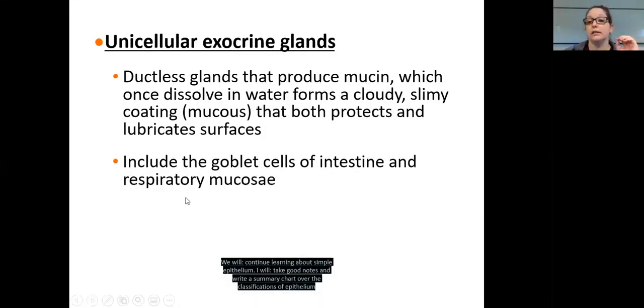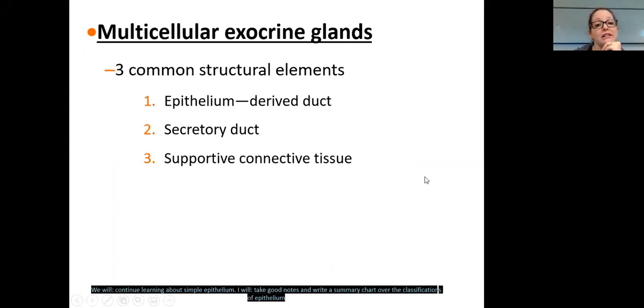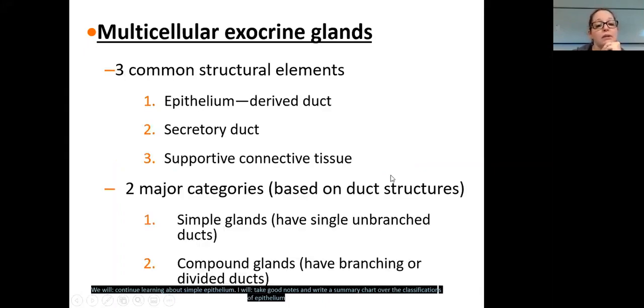Thank you. Our ductless glands that produce mucin. Mucin is mucus, which once dissolved in water forms a cloudy, slimy coating that both protects and lubricates surfaces. These include the goblet cells that are super cute, like I said, and the respiratory mucosa. Multicellular exocrine glands are epithelial, secretory, supportive. You can either have simple or compound.